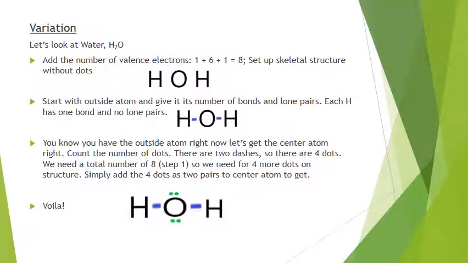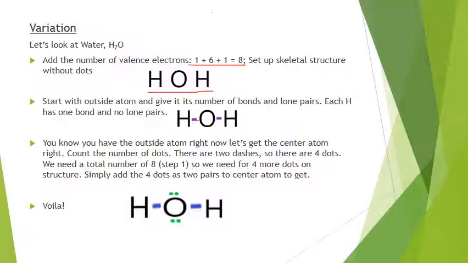So here's a variation of the bonding. As usual, we count the valence electrons and come up with the skeletal structure. Now, in this variation, you start with the outside atom and give it the number of bonds and lone pairs that you would expect. From the previous slide, hydrogen's on the outside, so we know hydrogen can have one bond. So give it one bond. Don't worry about the oxygen, okay?